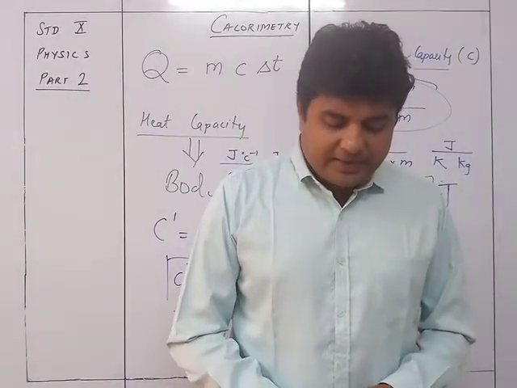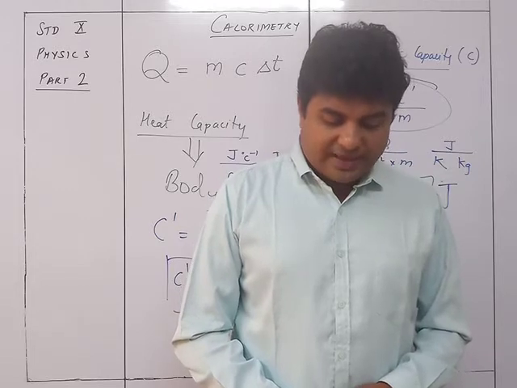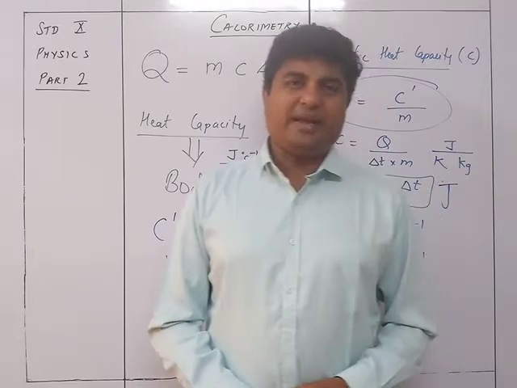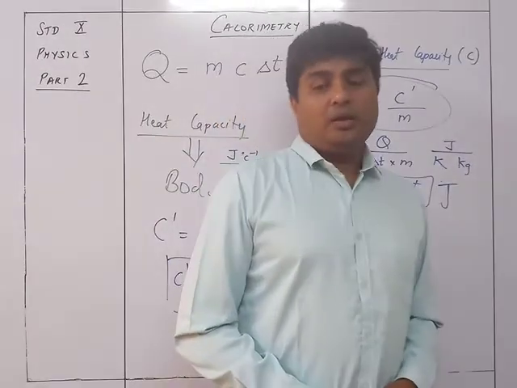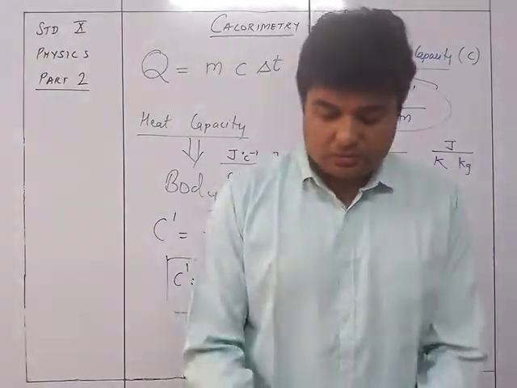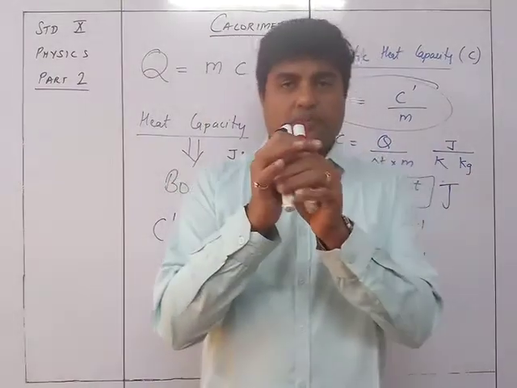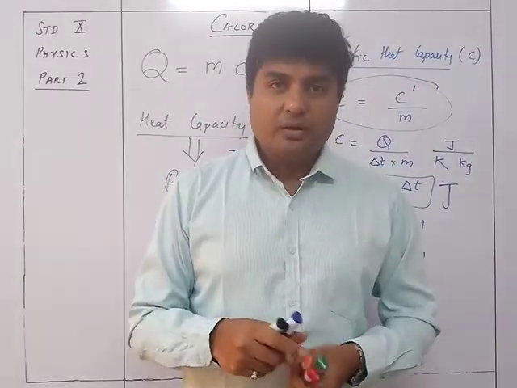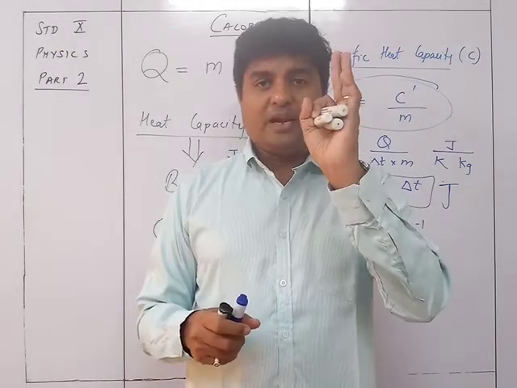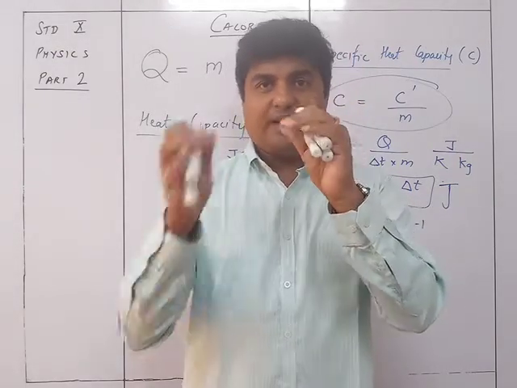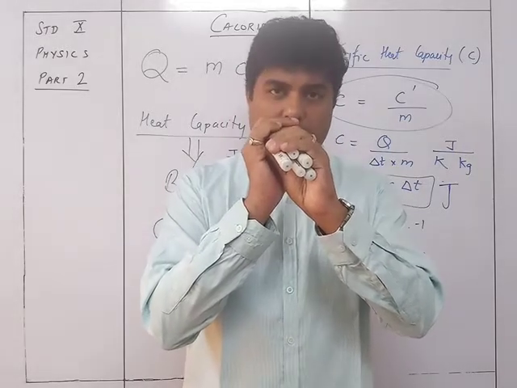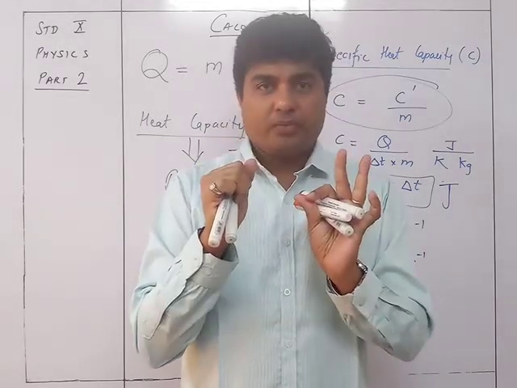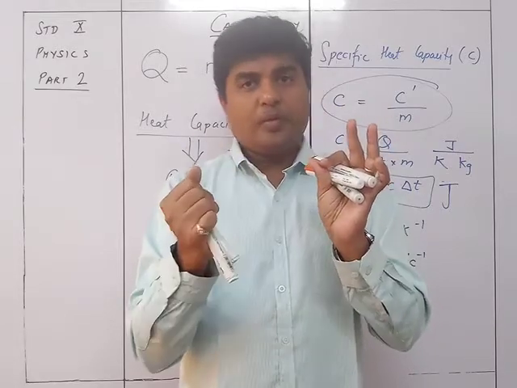Heat capacity depends upon both the substance and the mass of the body. More the mass of the body, more will be the heat capacity. See, in case of heat capacity, here I took this bunch, so whether I took 5 pens or whether I took 3 pens, the heat capacity is going to be different. When I take 3 pens, the heat capacity will be less. If I am taking more pens, the heat capacity is more. So that means heat capacity is dependent on the mass of the body. More the mass of the body, more will be the heat capacity.